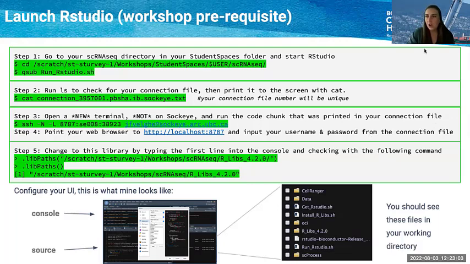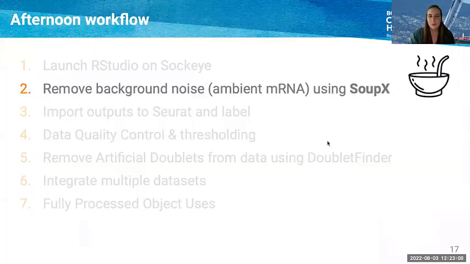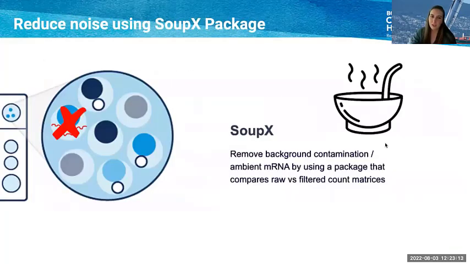Things look good. Okay, so first things first, we're going to remove background noise, or ambient mRNA, using SoupX. SoupX is a package that does just that, and the way it does this is it compares the raw feature BC matrices that we get from our Cell Ranger count output to our filtered ones.